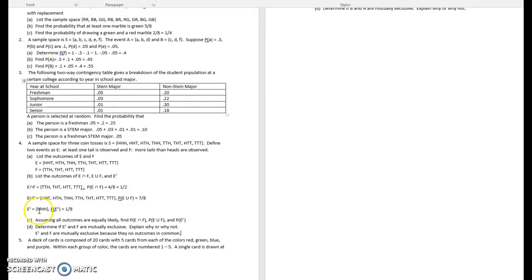All right, so now let's look at 5. A deck of cards is composed of 20 cards with 5 cards from each of the colors red, green, blue, and purple. Actually, I'm going to stop here. I just realized looking at this, I'm going to run out of time for number 5. So we'll save number 5 for the next video.